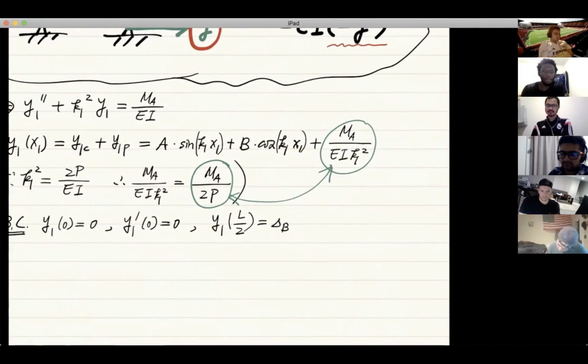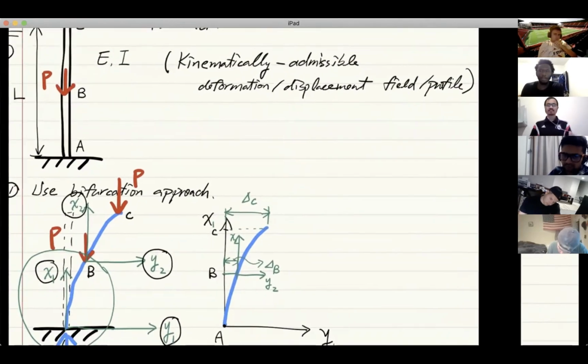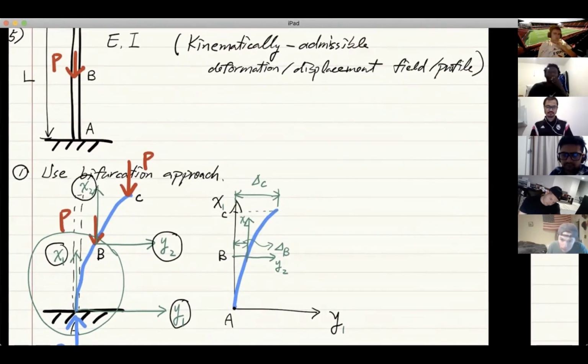We don't know that yet, but at least we know y2 at L over 2. Can anyone tell me what the deflection is here? Zero? No. Y2 is this. How can this be 0? This is y2. Deflection, not slope. Even the slope is not 0, right?